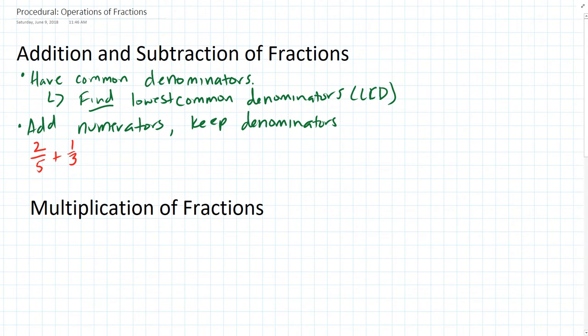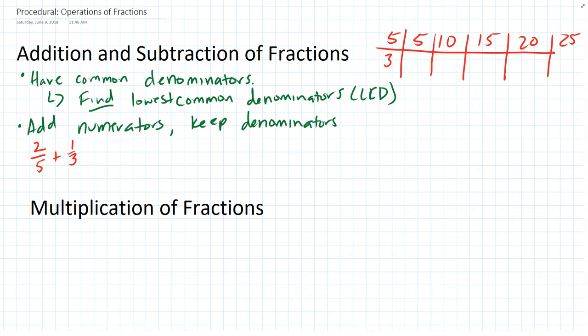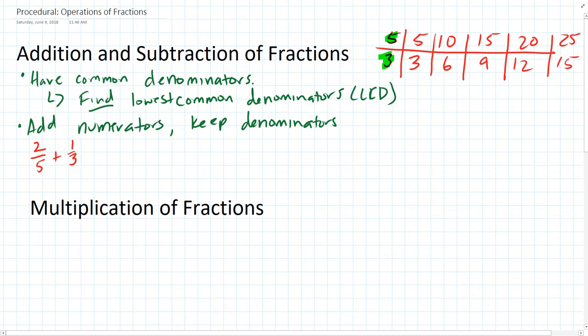So I'm gonna go ahead and start listing the multiples of 5. Okay, 5 is gonna be 5, then 10, then 15, 20, 25. Okay, and I'm going to do the same for the 3 now. The 5 and the 3 were the original denominators here. So we start 3, 6, 9, 12, 15. Okay, well, do we have any common denominators yet? And I'm noticing right now that 15 is going to be the lowest common denominator.